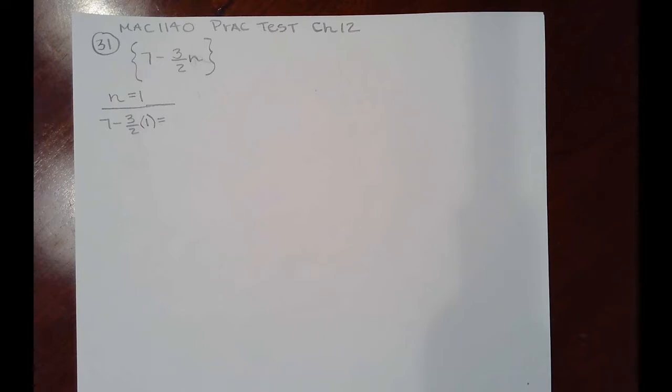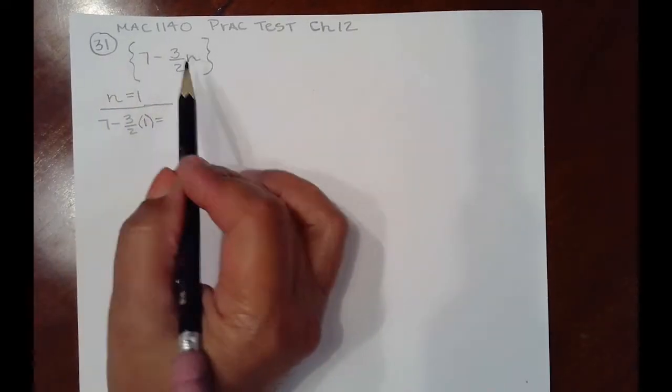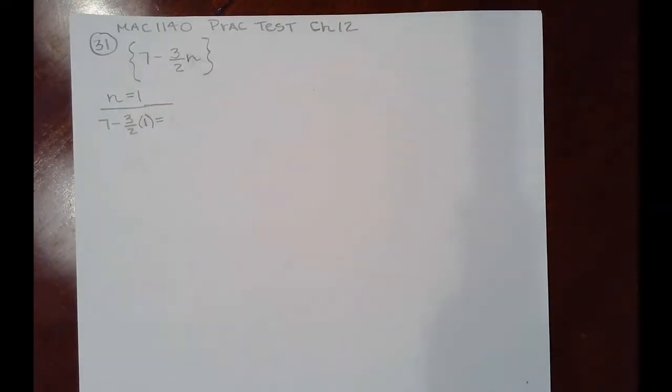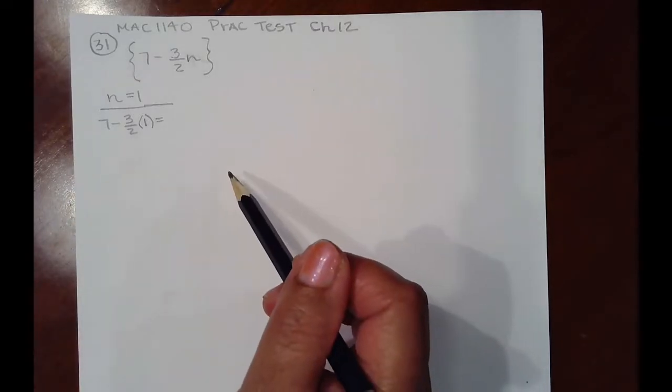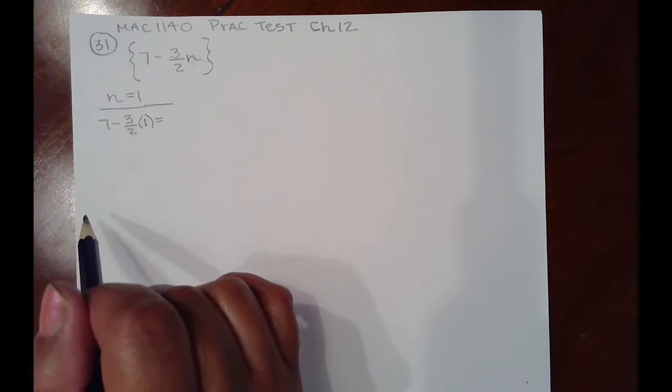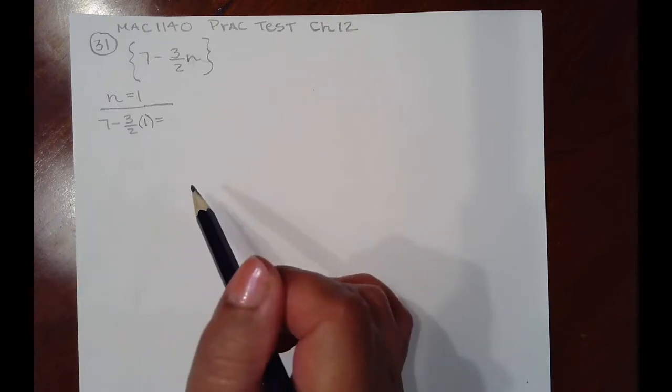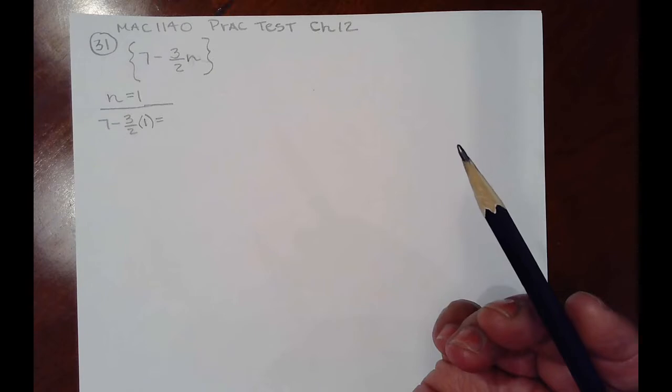So in number 31, they give you this rule in order to create the terms in the sequence, and you are to determine whether it's arithmetic, in other words, it has a common difference between the terms, or whether it's geometric, those have a common ratio between the terms, or whether it's neither.